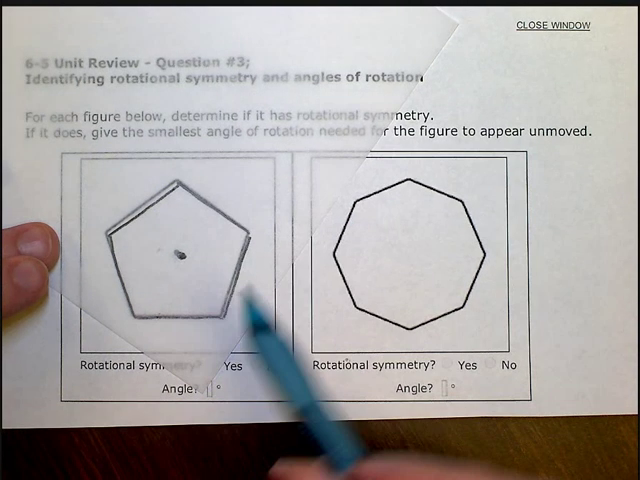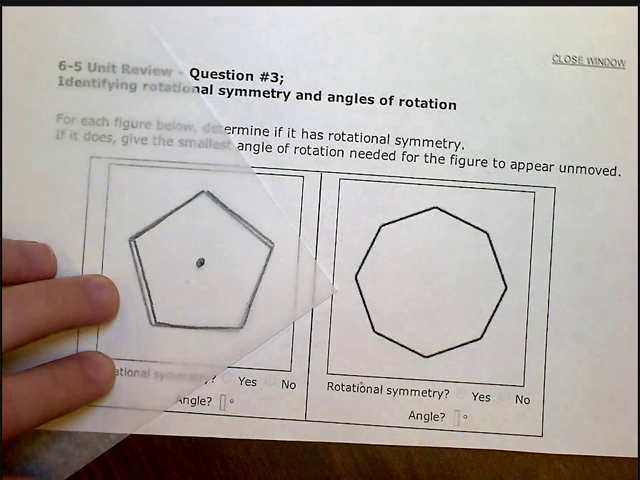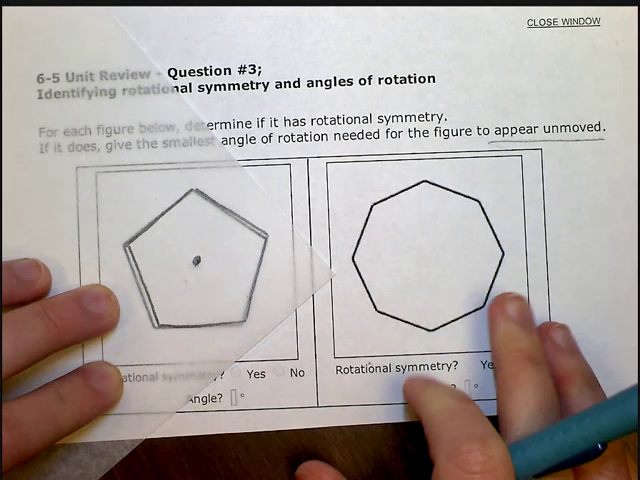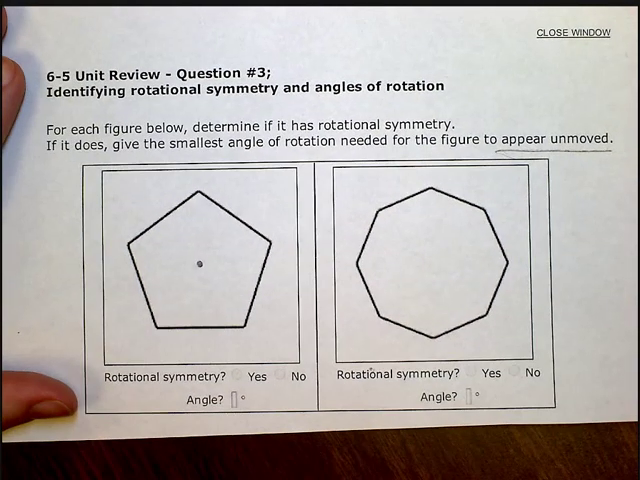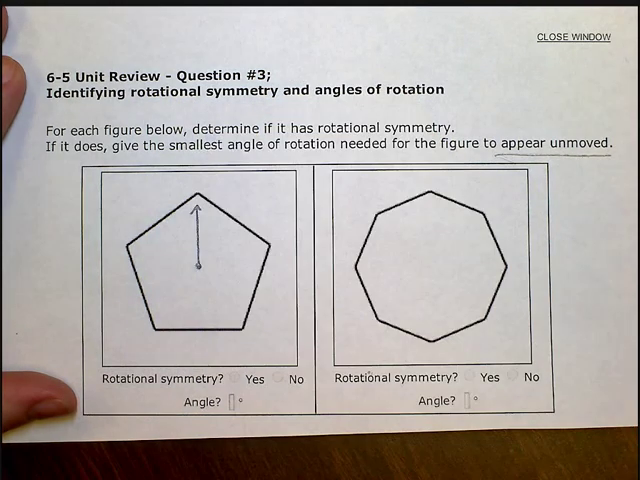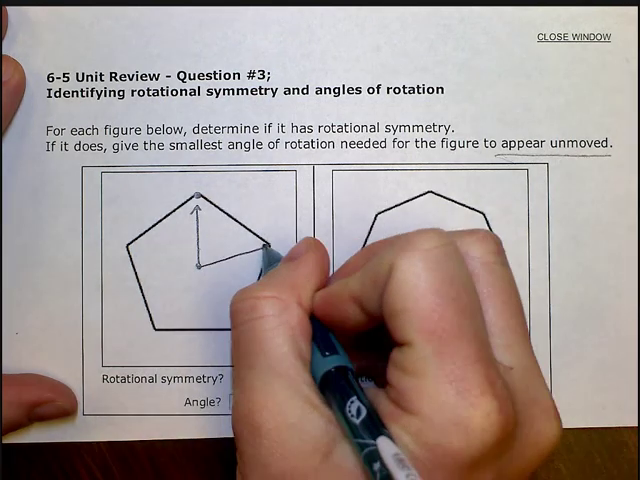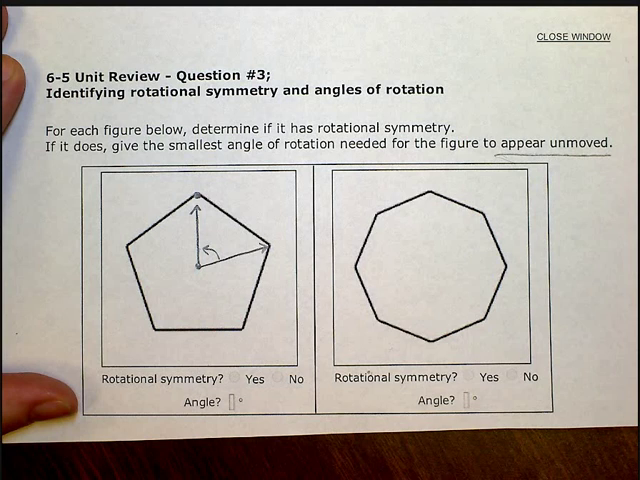Now obviously this isn't perfect, but you can see that without going in a full circle, I can make my object appear unmoved or appear the same as it originally did. So now that we know what's going on, we want to think about that this right here is starting as the top. We're starting with a point on the top. And if we rotate it until this point is at the top, until that lines up with that one, my object will look the same.